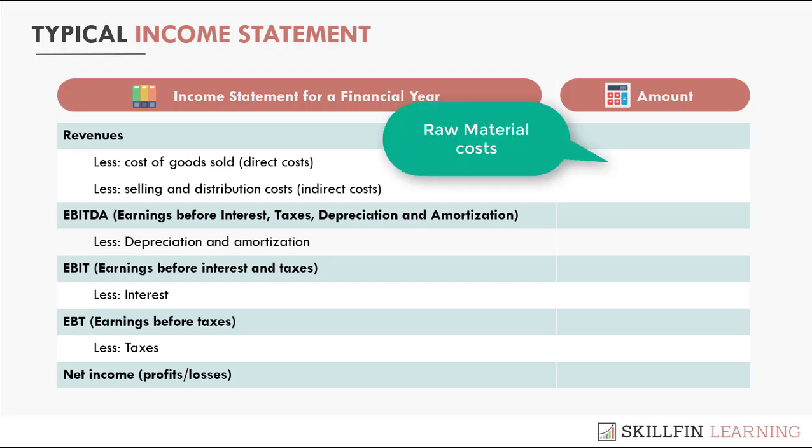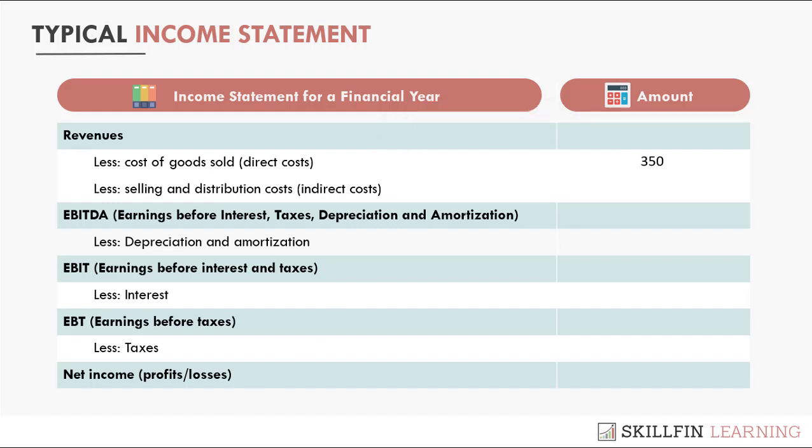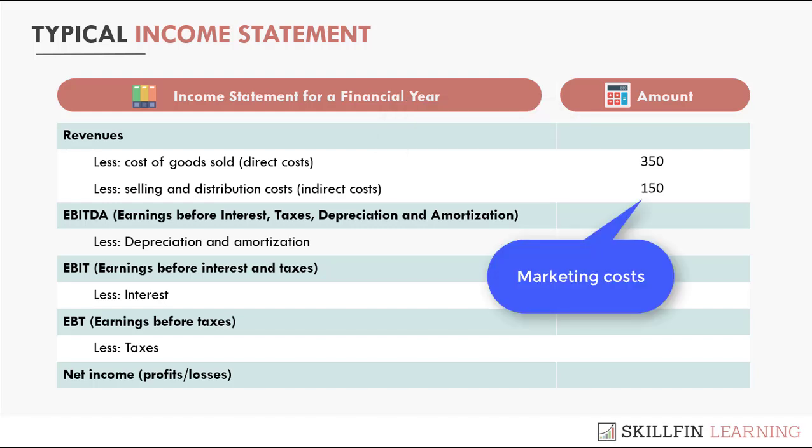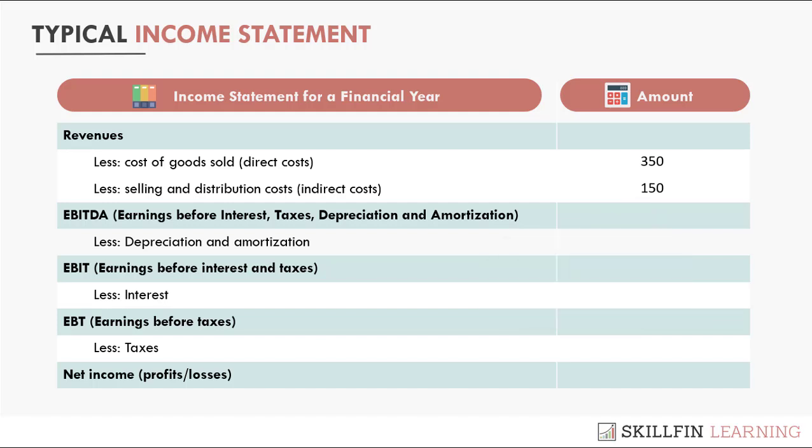So, we record $350 for the cost of the milk and ice under the direct cost head. We will also record the $150 incurred for marketing of the ice cream shop in the mall under the indirect costs of the income statement. This way, we have totally recorded $500 of direct and indirect costs in our income statement.